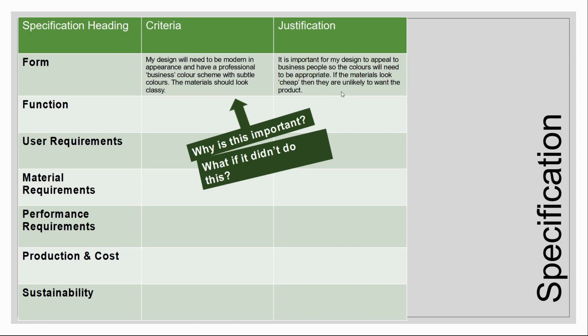So I've put, it is important for my design to appeal to business people, so the colours will need to be appropriate. If the materials look cheap, then they are unlikely to want the product. All right. So in this second bit here, I've added to this first bit by saying, well, basically, if it doesn't do this, so if the materials look cheap, then they're not going to want the product. So I've kind of used this little tip here in this bit here, all right?